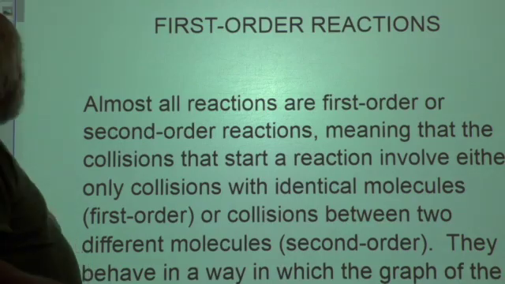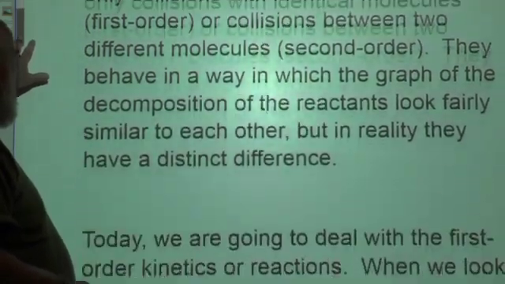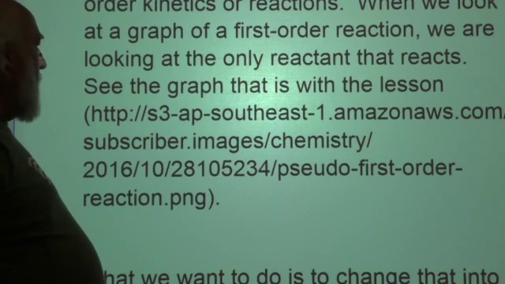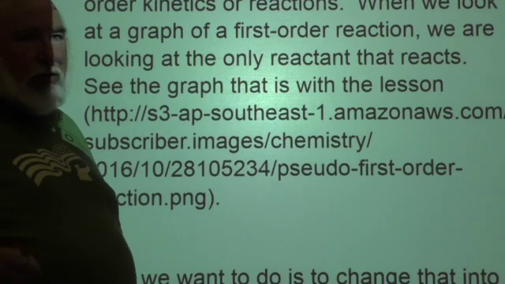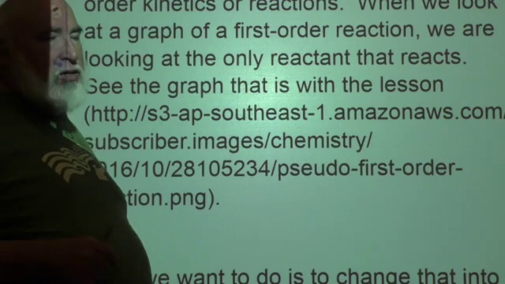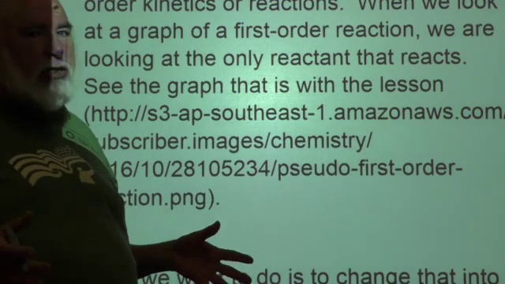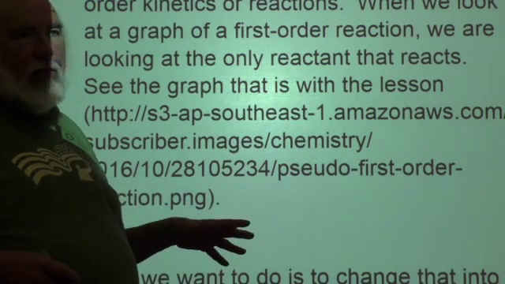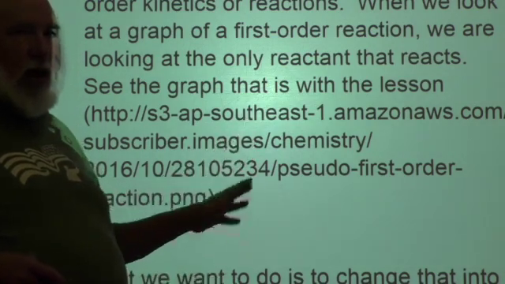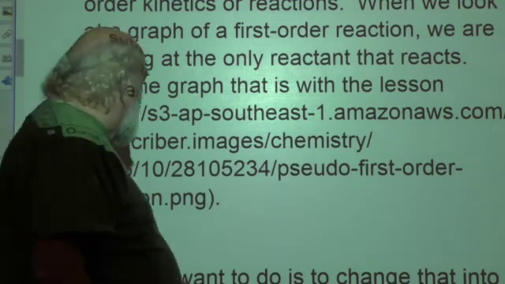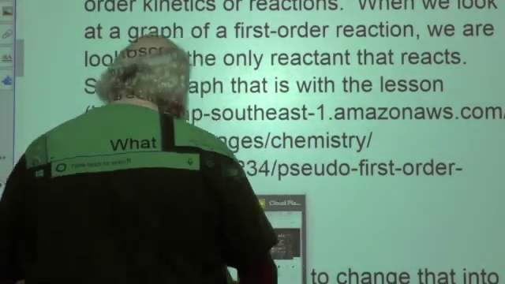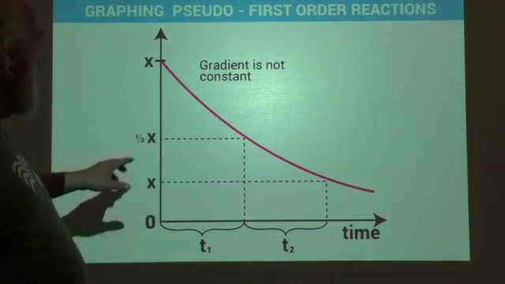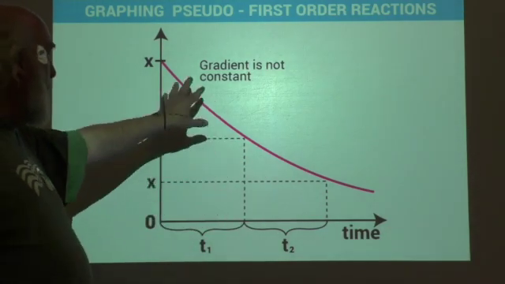Okay? So, we've got these first order reactions, and let's take a look at a graph. The first graph that I have on there is a graph of a generic reaction showing how you start with a certain amount of reactants, and as time goes by, it decreases. So let's take a look at that. This is that reaction, that graph right there.